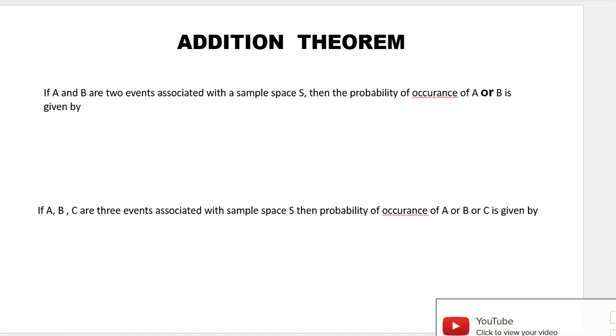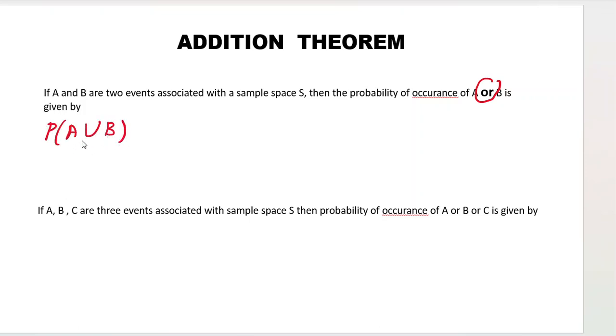We now learn the addition and multiplication theorem. First, we begin with addition theorem. If A and B are two events associated with sample space S, then the probability of occurrence of A or B is given by probability of A union B. So whenever there is OR, we write it as union.